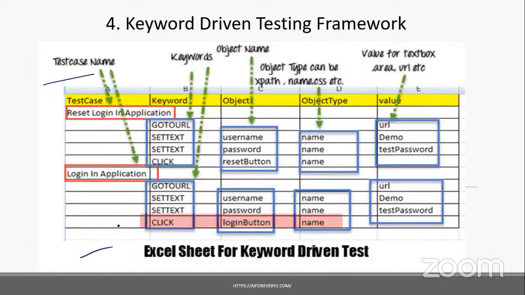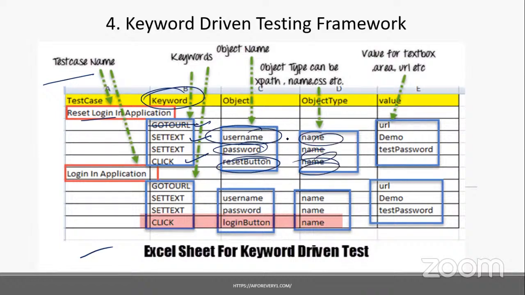If you want to run a particular test case, you work only in the Excel sheet, and you are not allowed to touch any code. Just open the Excel sheet, give the test case name, and they will tell you these are all the keywords you have to use. For instance, if you want to go to a URL, use this. If you want to send text, or if you want to click, then use click. And what is the object? And what is the object type?